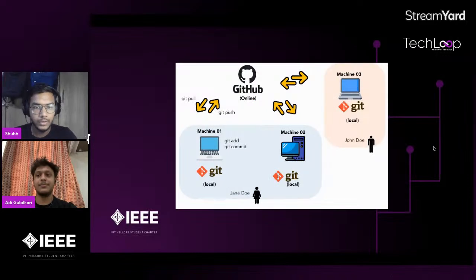So in this image, you can see that on the local machines, everyone has their own separate Git repositories, and they are changing, editing their code, and working on it on their local machines using Git, and they are linked to each other using GitHub, which is a web-based platform.